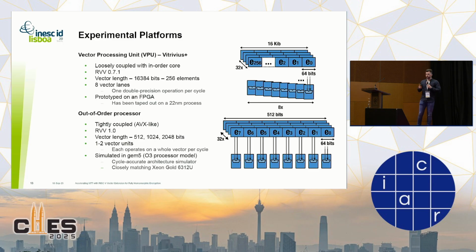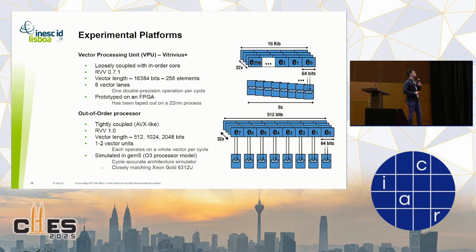Regarding experimental platforms, we test 2 RISC-V platforms. We have the first one, the vector processing unit. This is based on the Vitruvius Plus design. You can read the respective paper if you're curious about the microarchitecture, but it's basically a loosely coupled VPU. It looks like what we have up here.